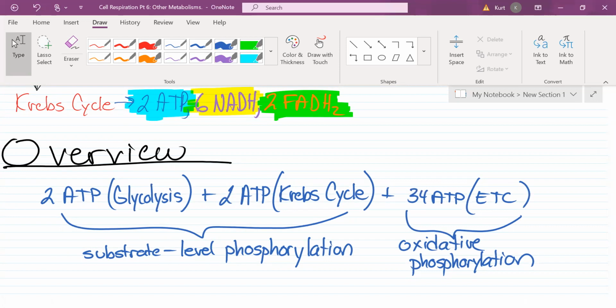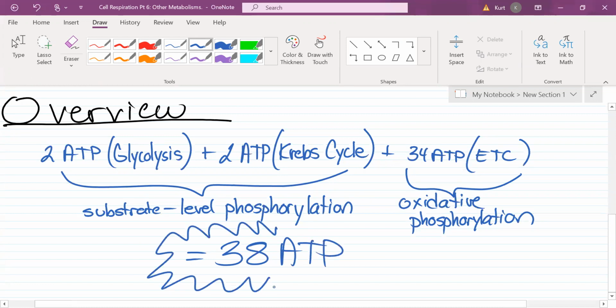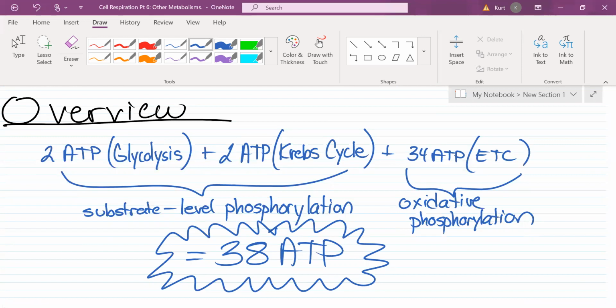How many total ATP is this? 38. So when you are metabolizing one molecule of C6H12O6, you get 38 ATP. Not bad, not bad. Let's see how much you get when you metabolize other macromolecules.